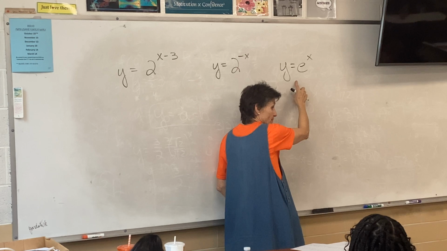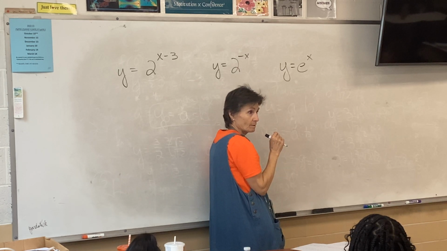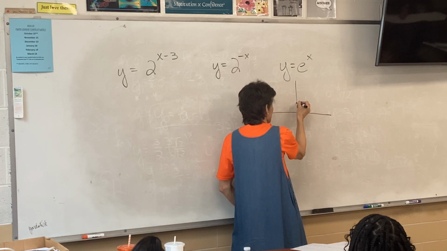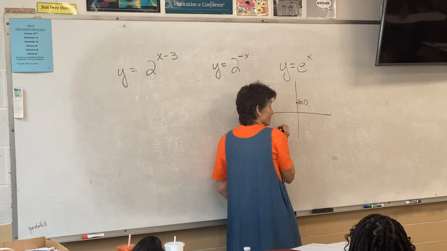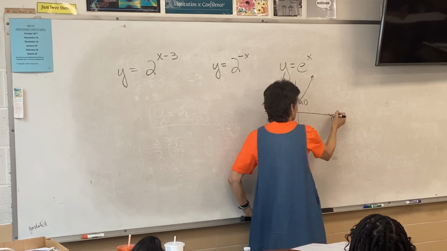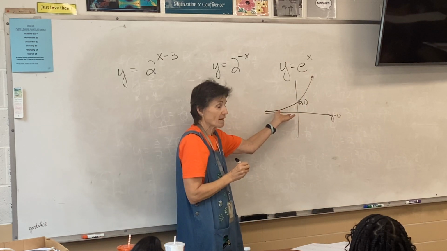What did this look like? Airdrop for me. Can anybody do that? What's it look like? It's the one that has an intercept at 1, an asymptote at y equals 0, and looks like that. That's your exponential.